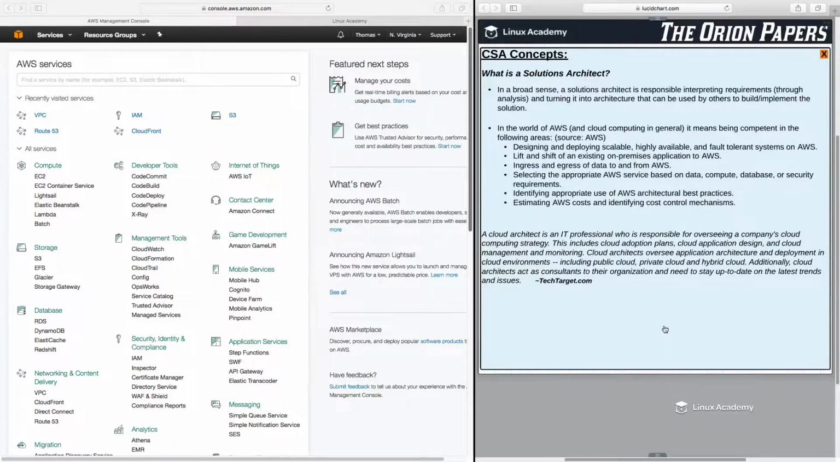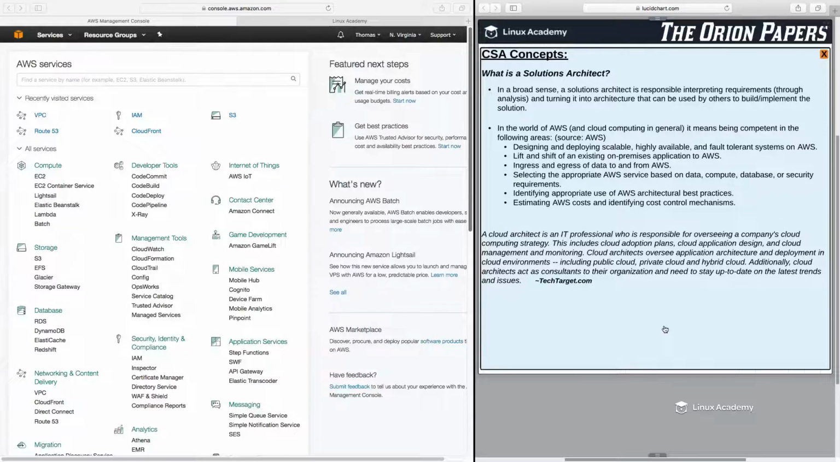So in a broad sense, a solutions architect is responsible for interpreting requirements through analysis and turning it into architecture that can be used by others to build or implement the solution. In the world of AWS and cloud computing in general, it means being competent in the following areas, and these next few bullet points come directly from AWS.